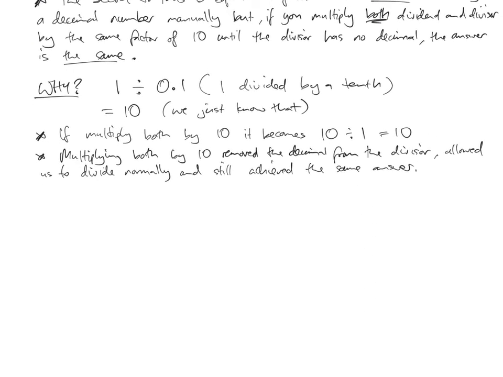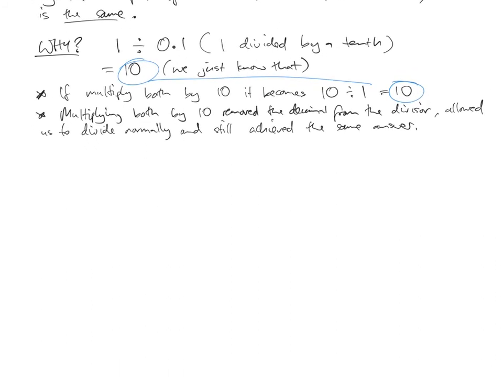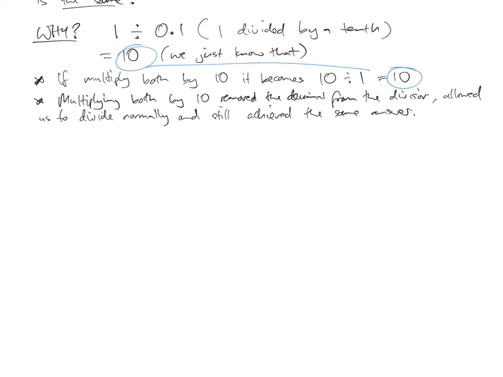Why does this work? Well, think about this. 1 divided by 0.1. How many tenths fit into 1? Well, we know that. It's 10. If you multiply both of these numbers by 10, what does the question become? It becomes 10 divided by 1, because 1 times 10 is 10, and a tenth times 10 is 1. What's 10 divided by 1? 10. It's the same answer. So we can use that to our advantage to stop from having to divide by a decimal divisor.